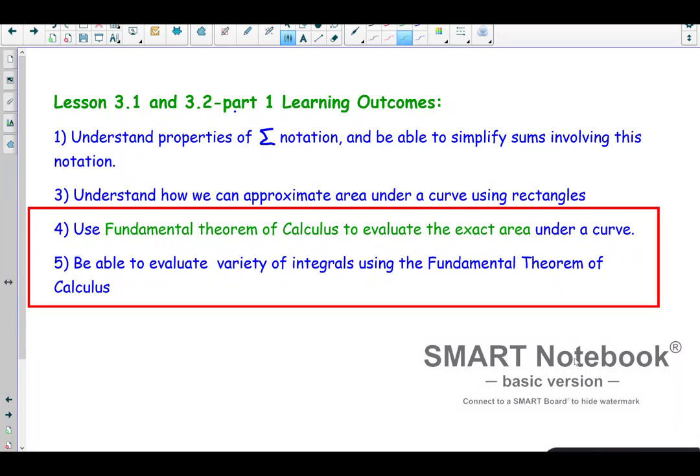Welcome back, everyone. In the last segment, we learned about properties of sigma notation, and we used that to tackle the concept of approximating area under a curve. We used a rather lengthy method that consisted of summing areas of rectangles and letting the number of rectangles approach infinity to find the area under the curve. So in this segment, we're going to find the exact area under the curve, but with an easier method known as the fundamental theorem of calculus.